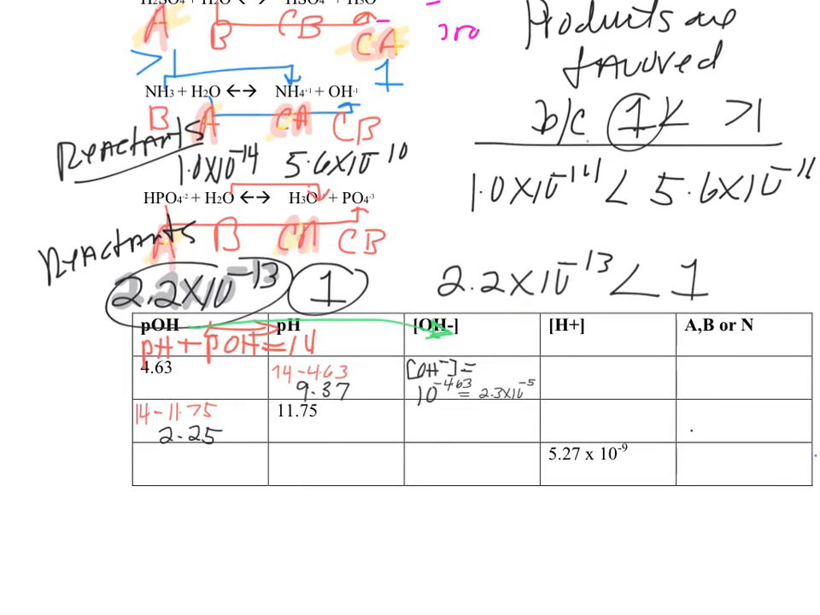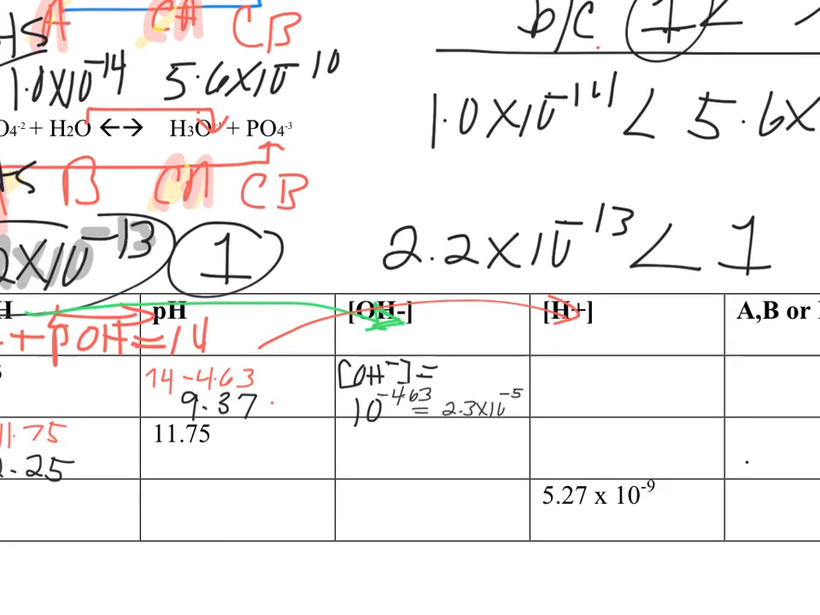The other two that have a relationship are the pH and the H. These two have a relationship. So, to get the concentration of the H plus, it's going to be 10 to the negative 9.37 power, or the antilog of negative 9.37. And that is 4.3 times 10 to the negative 10.